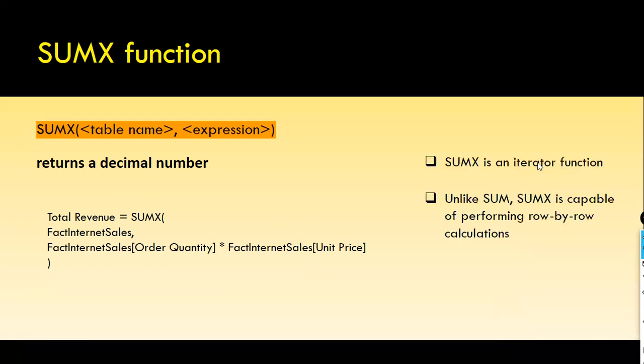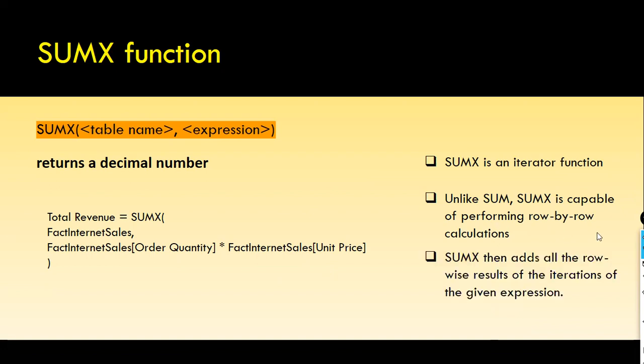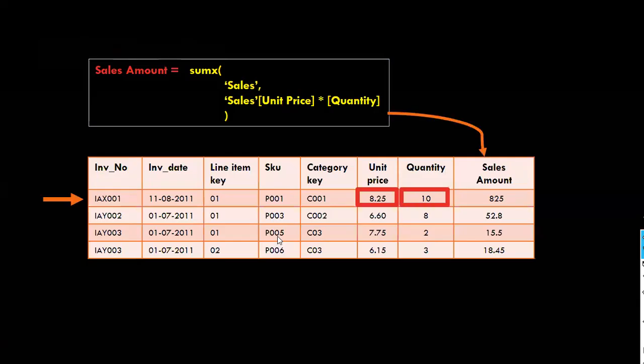So SUMX is an iterator function. Unlike SUM, it is capable of performing row by row calculation, and then it adds all the row-wise results of the iteration of the given expression. Finally, it goes row by row, and this expression gets evaluated for each and every row, and then it applies the sum on this column, total revenue. So this is how it works.